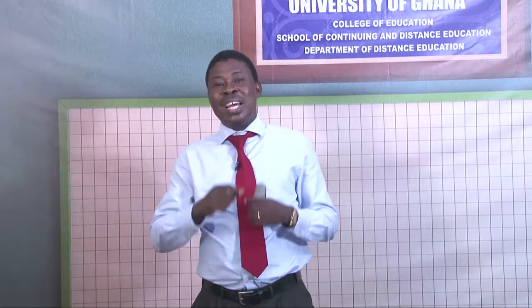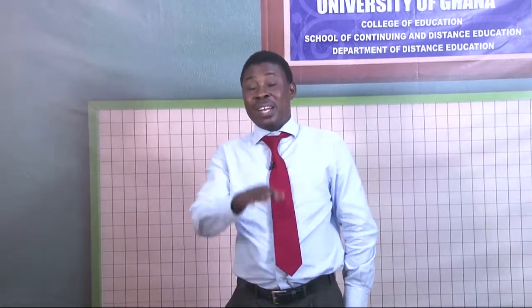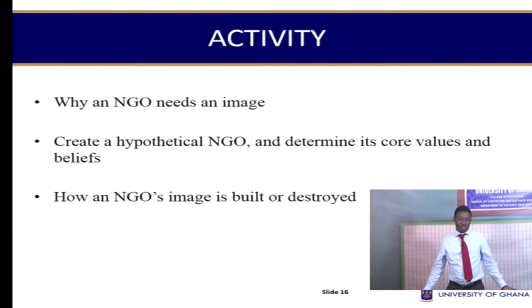So we say that you need to know why you have an image, and this is the activity that I want you to do. Why will an NGO need an image? It's not a human being. Why must it need an image? Create a hypothetical NGO and determine its core values. In other words, list what values you think your organization should have, and how the image of an organization is built or destroyed.